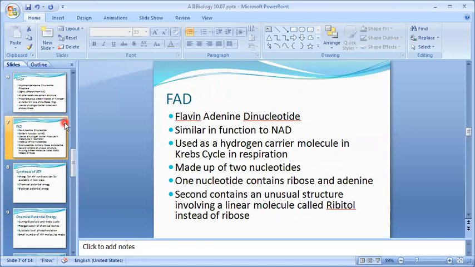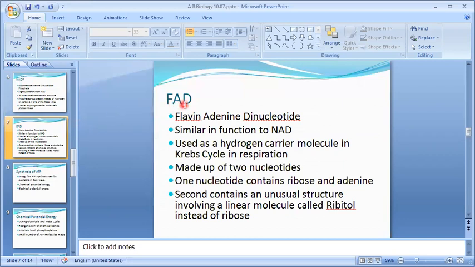First of all, let's come to the function of FAD before coming to the structure, because the function is all similar to NAD, right? FAD acts as a hydrogen carrier molecule in the process of aerobic respiration, but its involvement is only in the Krebs cycle. It's not involved in glycolysis, it's not involved in the link reaction, it's only there in the Krebs cycle where it becomes reduced. These two reduced FAD molecules in the Krebs cycle are going to enter into the oxidative phosphorylation.